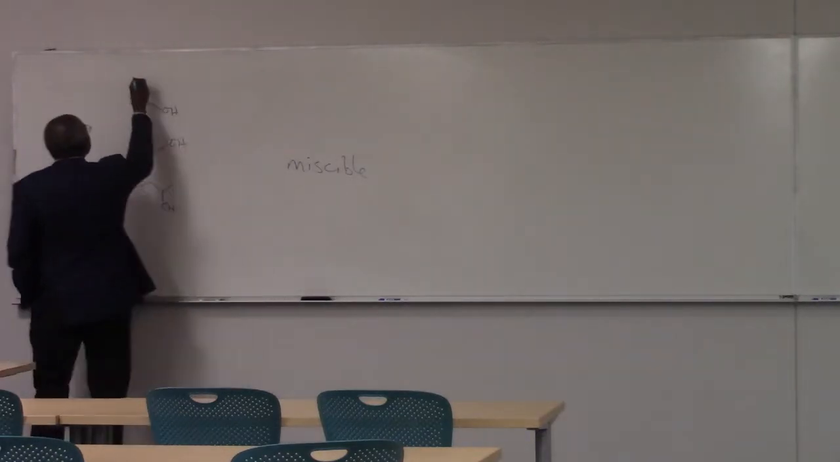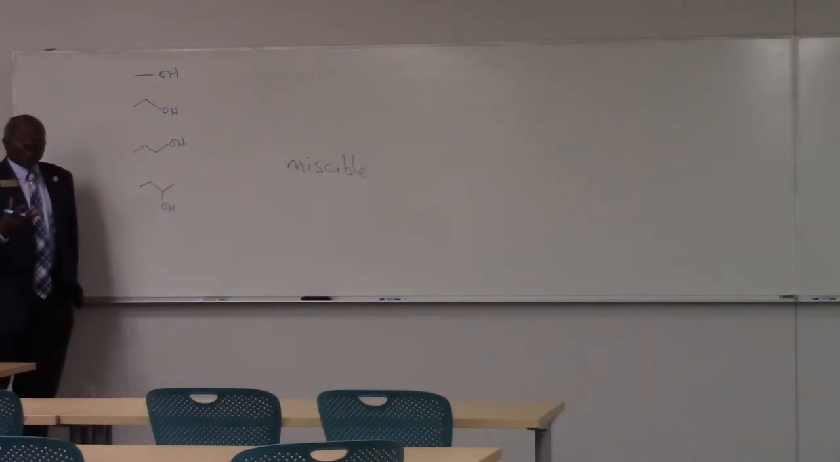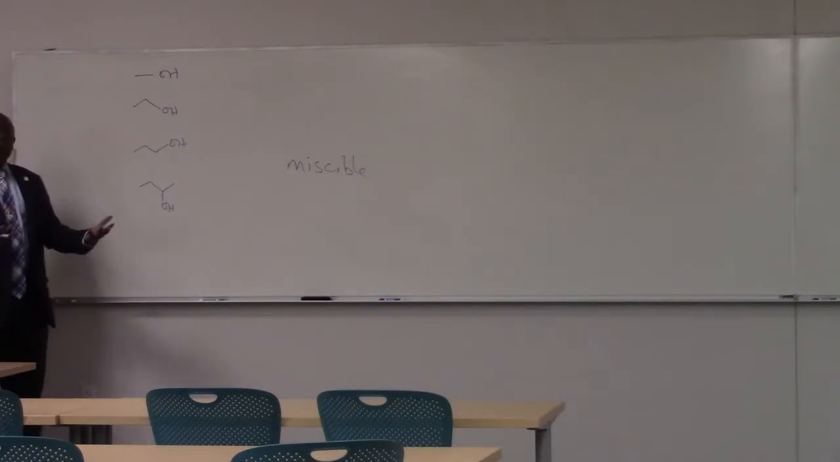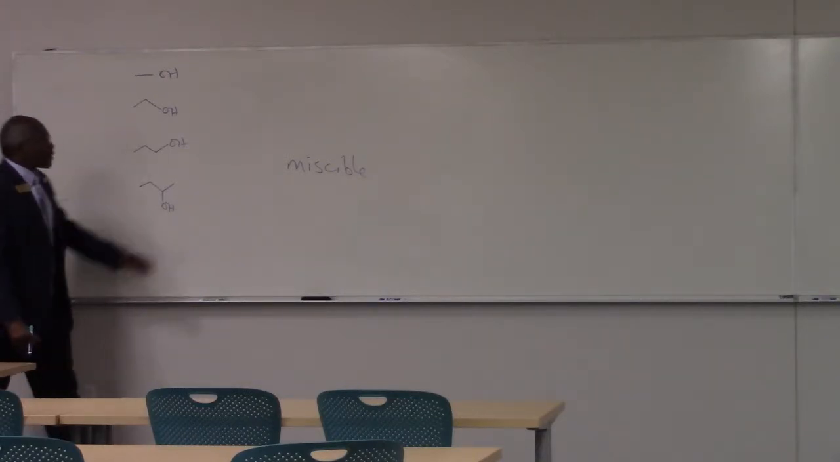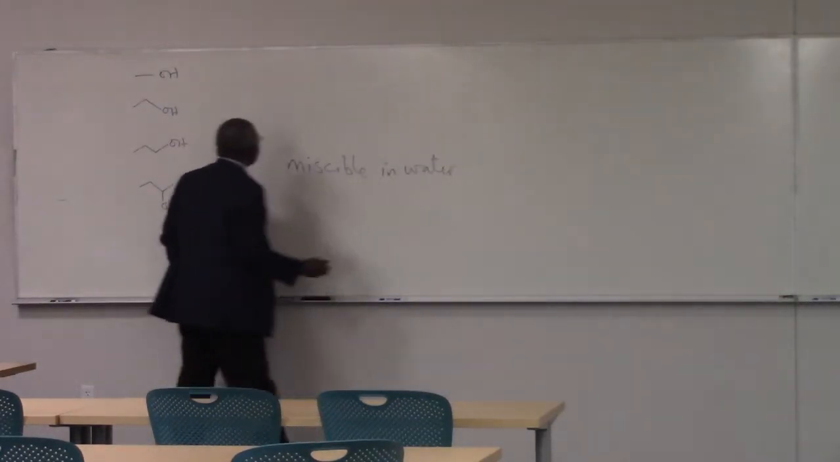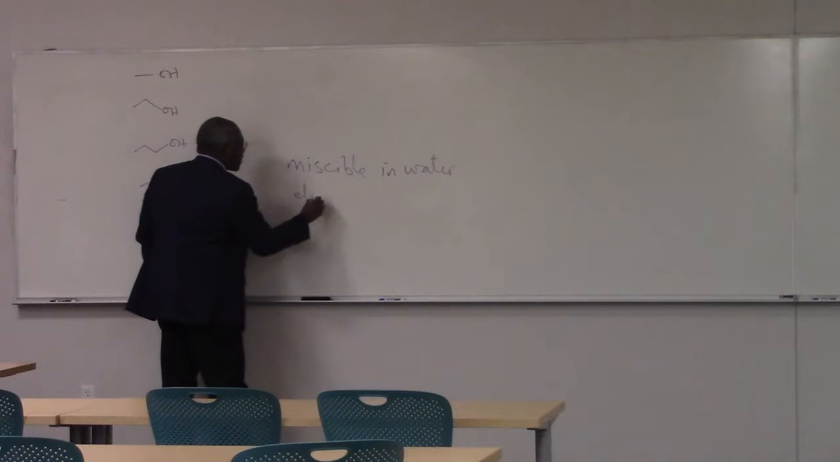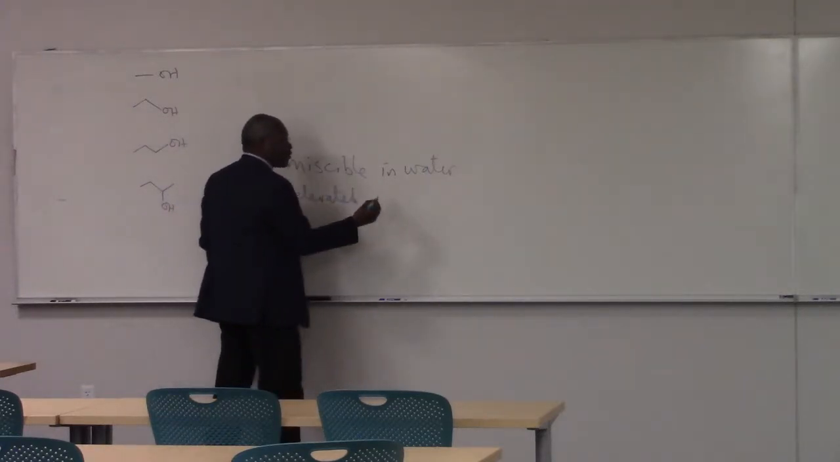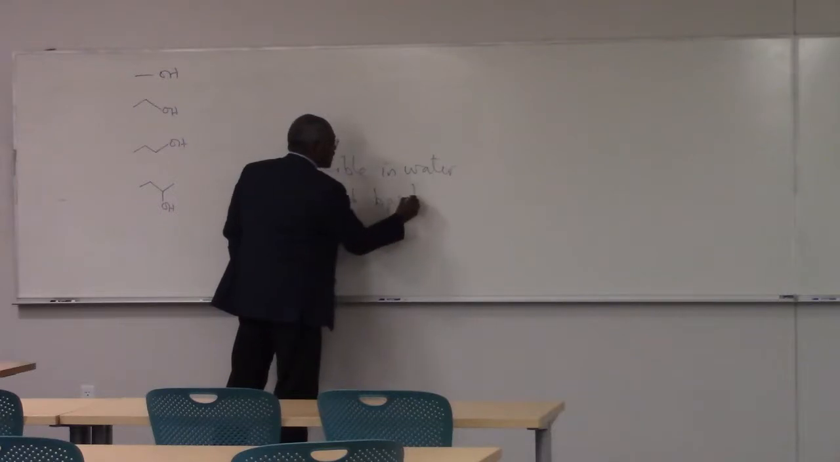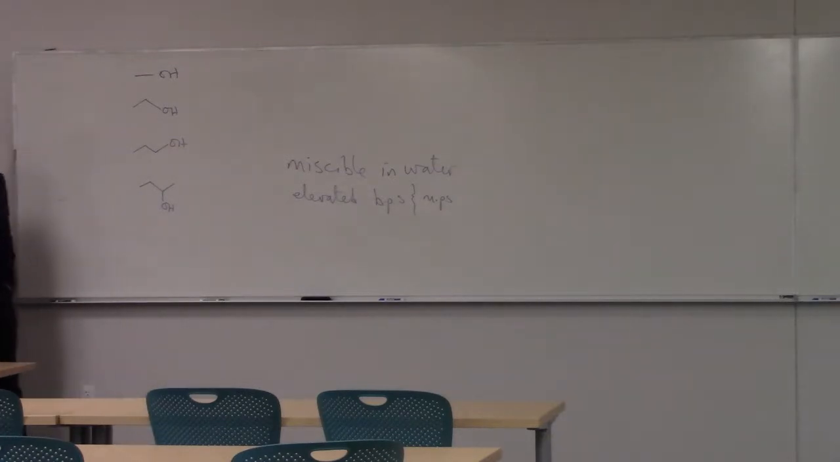So if I look at these 4 alcohols, I notice that they have certain properties that are alike, and some of those properties are physical, right? So one physical property is that they're miscible in water. Another physical property is that they have relatively elevated boiling points. So the boiling points are somewhat elevated, and this is true for both their boiling points and their melting points. Okay. So they're miscible in water. They have elevated boiling points and melting points. And those are physical properties.